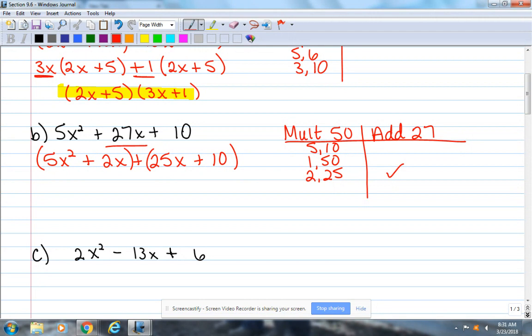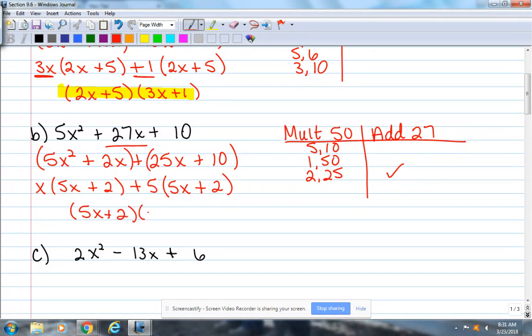So I have 5x squared plus 2x. What's my GCF? 1. What about variables? X. What times x is 5x squared? 5x. And what times x is 2x? 2. Close parentheses. Plus, what's my GCF between the next two terms? 5. Any variables? No variables in common. Parentheses. What times 5 is 25x? And what times 5 is 10? 2. And I have the same thing in both parentheses, so what are my two binomials?